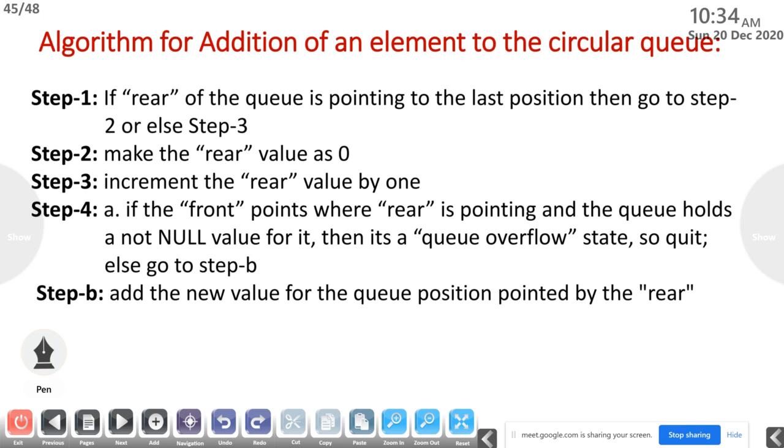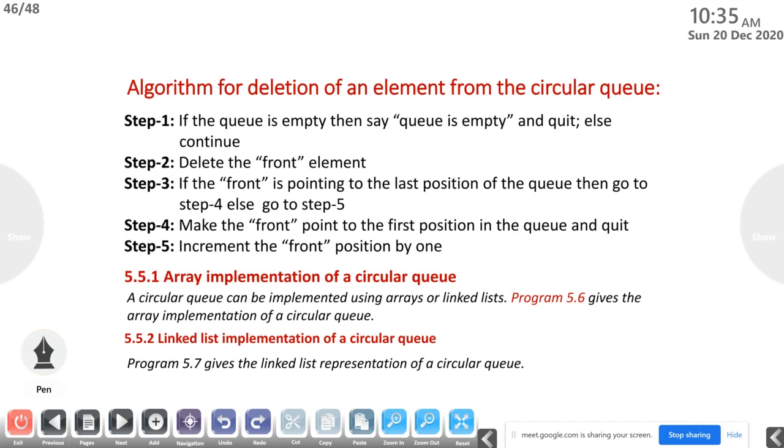So if the front is pointing to the last position of the queue, then go to step 4. Make the front pointer point to the first position in the queue and quit. Otherwise, increase the front position by 1. So normally we are applying this algorithm in a queue, but in a circular queue some differences are there.